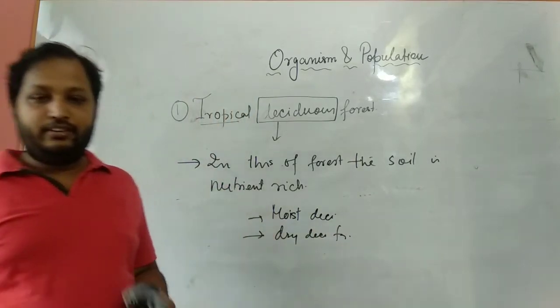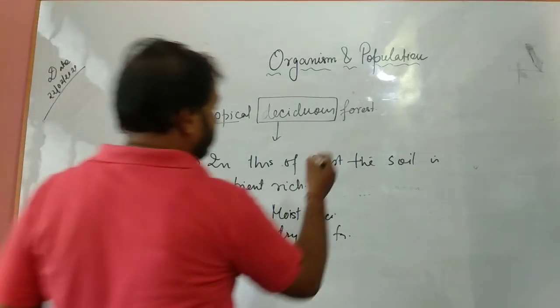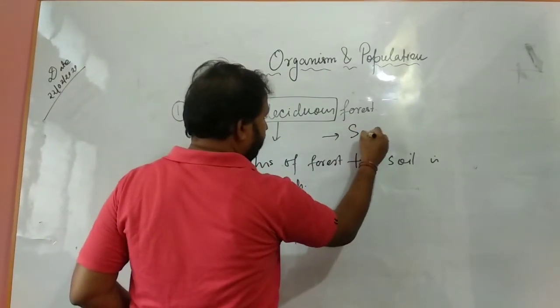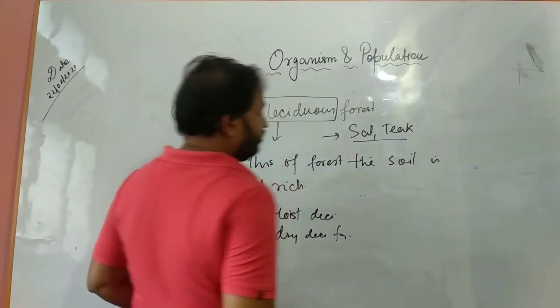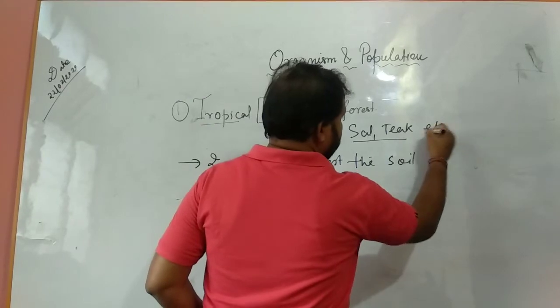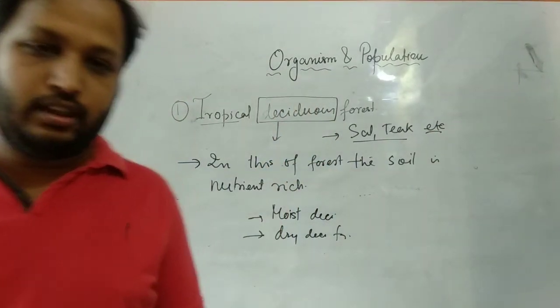So the trees that are found in this kind of forest are sal and teak. Okay. These are the trees commonly found in tropical deciduous forest.